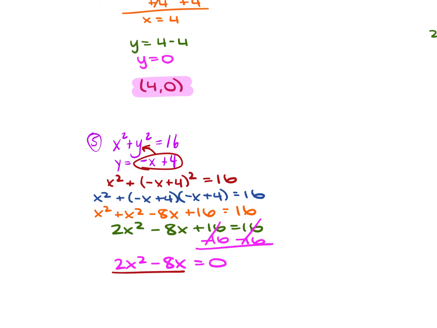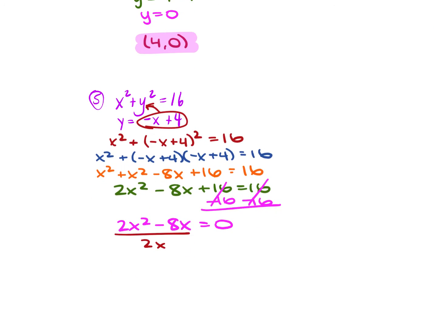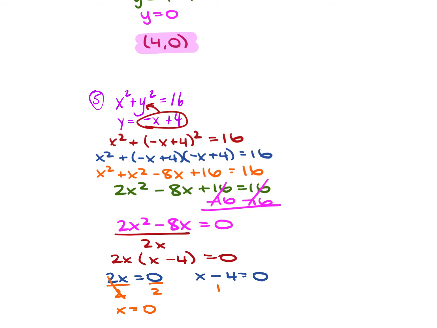Factor out your greatest common factor, which is 2x. This gives us 2x times x minus 4 is equal to 0. Set them both equal to 0 and solve for each of them. Divide each side by the 2, you get that x is 0. Add your 4 to both sides, you get that x is also 4.